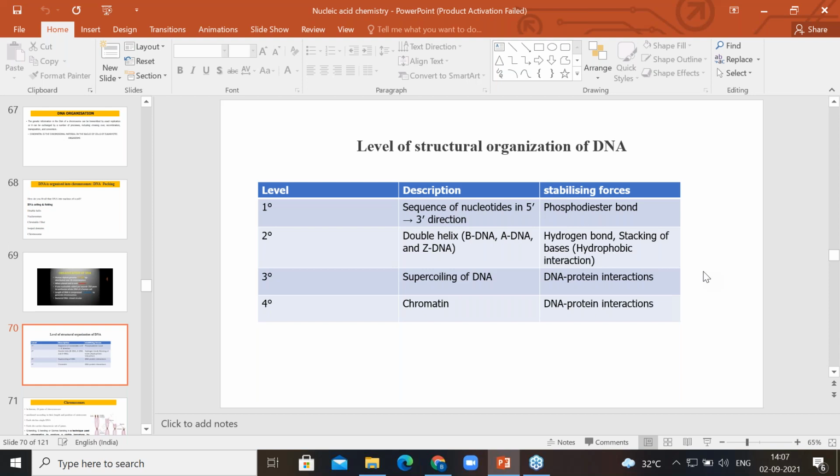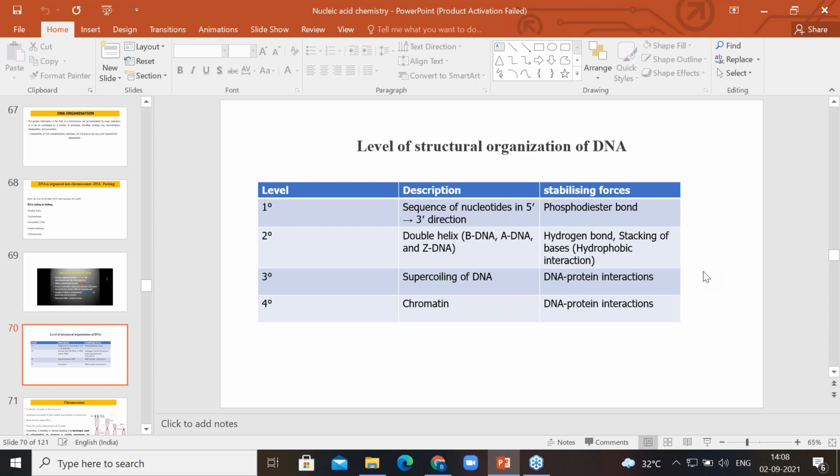जो उसके बीच के हाइड्रोजन बॉन्ड्स हैं, that is not maintaining the sequence, that is maintaining the two helices. So the sequence of nucleotides from 5' to 3' direction is maintaining the primary structure with the help of phosphodiester bonds. Then this sequence of nucleotides started to take a turn, and it turns into a double helix.